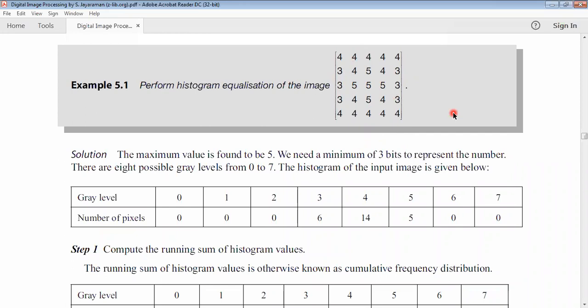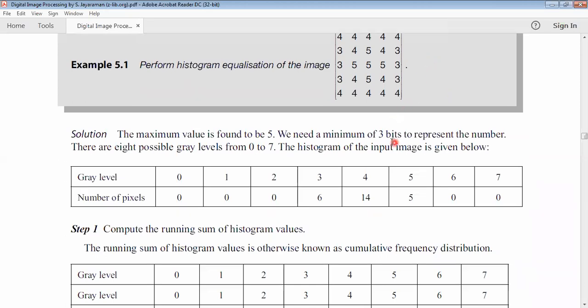7, right? What is the maximum possibility? With 3 bits, the maximum possibility is 7. Okay? So that is going to be right here. Gray level: if you represent each pixel with 3 bits, the gray levels are 0, 1, 2, 3, 4, 5, 6, 7.